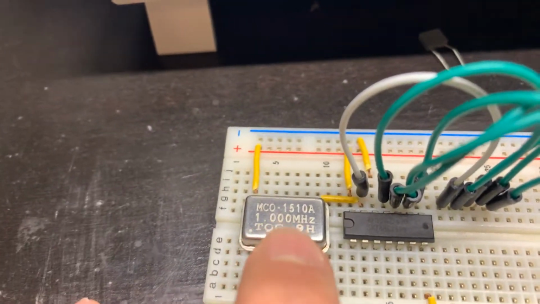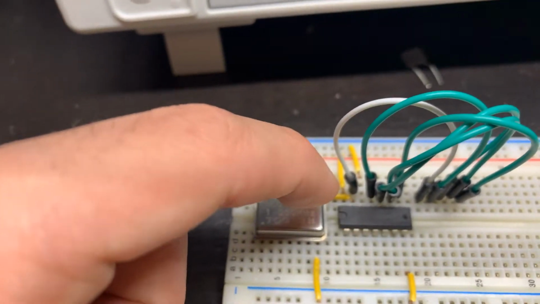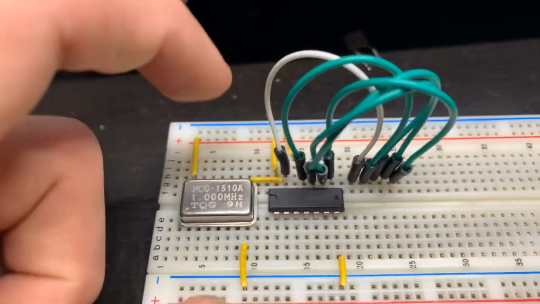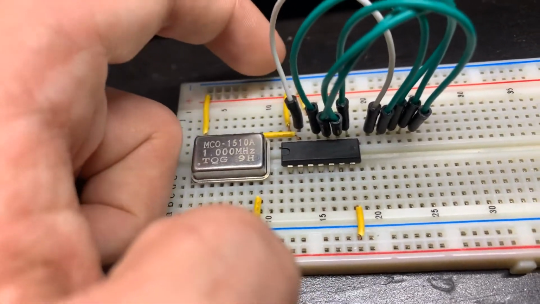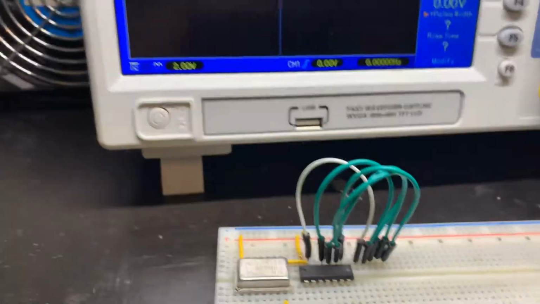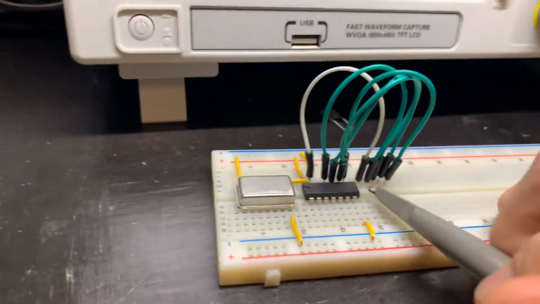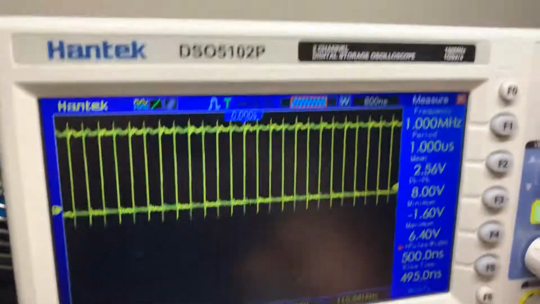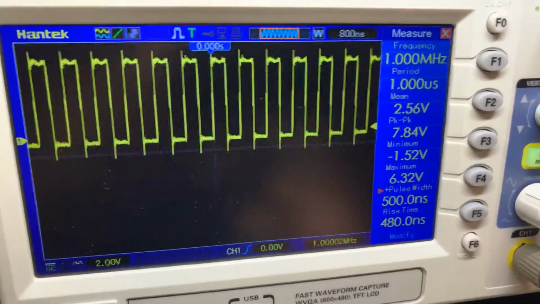So it outputs 1 megahertz, and that goes to the clock pin of the 74HC393, and there's a reset pin on the 74HC393 which goes to ground so it doesn't reset. Let's go ahead and measure our output from the oscillator without any frequency division. And you will see that we get 1 megahertz, and it's a square wave. It's a bit noisy, has some weird voltage spikes.